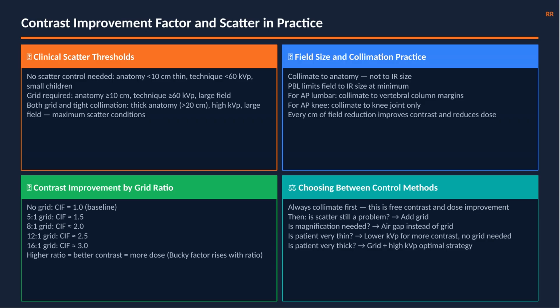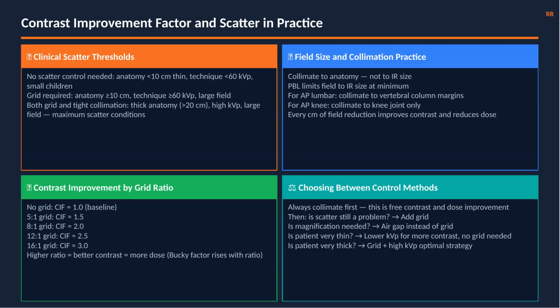Third, contrast improvement factor by grid ratio. No grid: CIF equals 1.0, baseline. 5:1, approximately 1.5. 8:1, approximately 2.0. 12:1, approximately 2.5. 16:1, approximately 3.0. Higher ratio, better contrast, more dose. Always choose the lowest ratio that does the job.